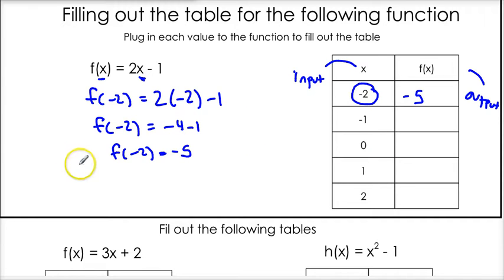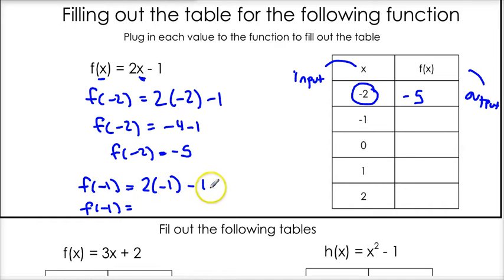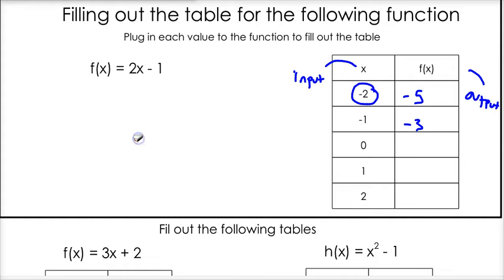Let's try it again. All right, we're going to do it for -1. We have to do it for all of these values. So the f of -1 is going to be equal to 2 times, just plugging in our value now for x, minus 1. The f of -1, well, 2 times -1 is -2, minus 1 is -3. Okay? Let's keep going. I'm running out of room here, so just bear with me.